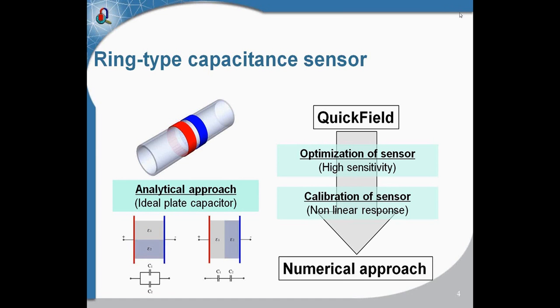However, as you can imagine, this is a very simple approach, using an ideal plate capacitor, and it does not take into account the non-uniform distribution of the electric field lines. So as a result, in order to optimize the ring configuration in terms of sensitivity, a numerical approach is essential, or let's say it's better.